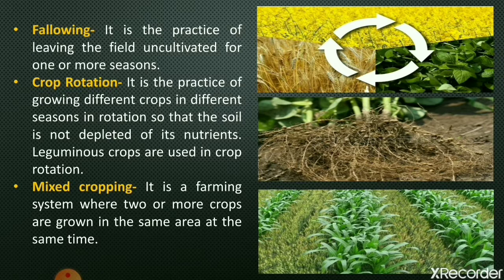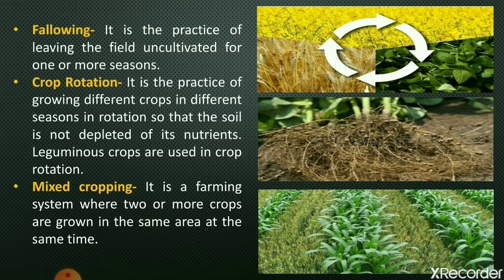As for example, wheat or rice crops use a large amount of nitrogen from the soil, and this nitrogen the soil can replenish or regain when we grow some other crops which can fix atmospheric nitrogen. So what is crop rotation? Crop rotation is a practice of growing different crops in different seasons in rotation, so that the soil is not depleted of its nutrients.